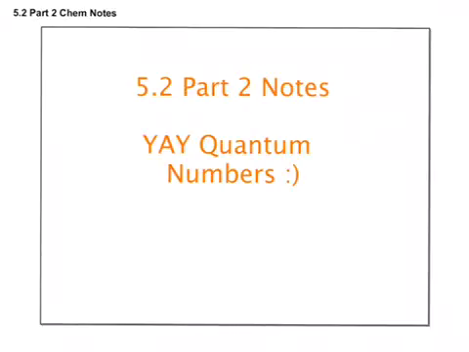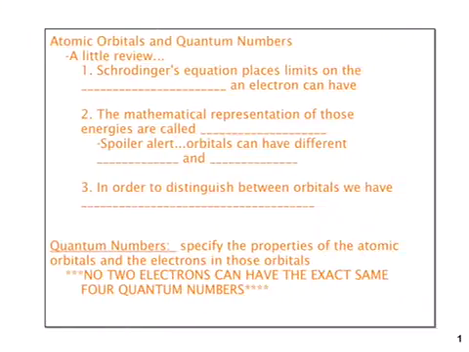In the last video, we left off with this idea of an orbital as being the electron cloud, the possible location of electrons. And so now we're going to look at how to define the location of these electrons a little bit more precisely. Schrodinger's equation placed limits on the energies that an electron can have.